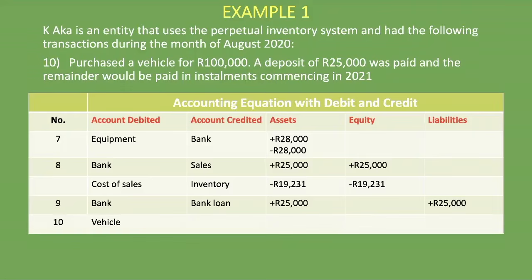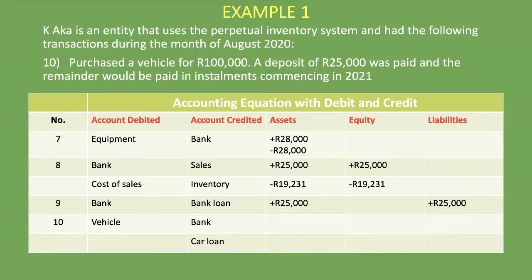And then the second account we have here, well, we are told a deposit of 25,000 rand was paid. That means our bank account is reducing by 25,000 rand. So that's the second account, and it's credited because money is leaving our bank, so we put account credited as bank over there. And then we have a third account here. We are told that the remainder would be paid in installments commencing in 2021. So that means for the third one, we took car finance, or we took a loan. So we're going to put there a car loan, or you can just put it as a loan. That is the second account which is credited. I hope it's making sense, but we'll see just now as we put in the amounts.